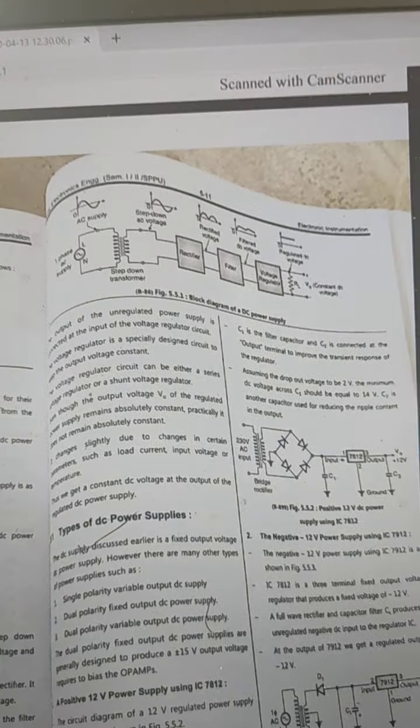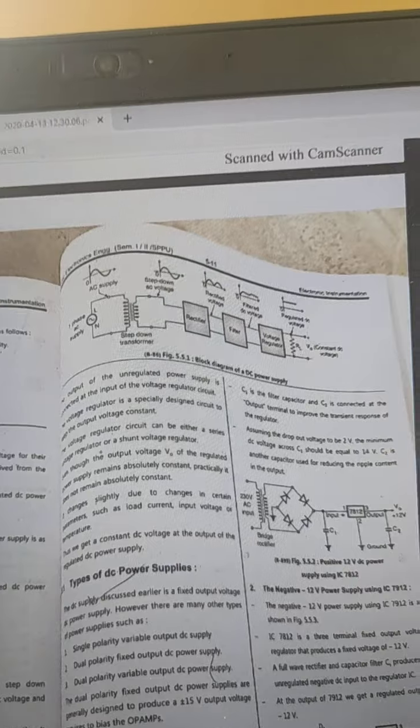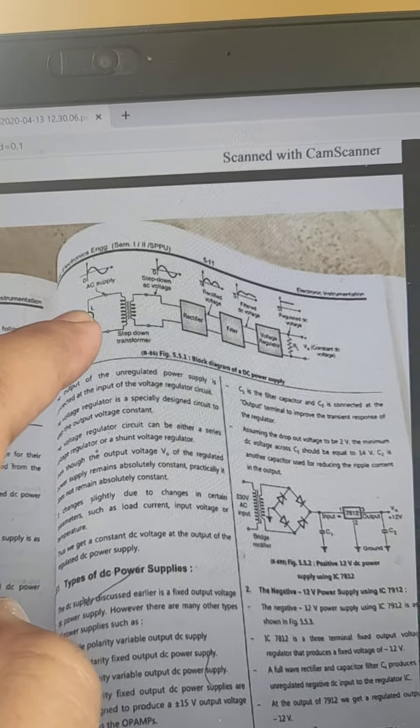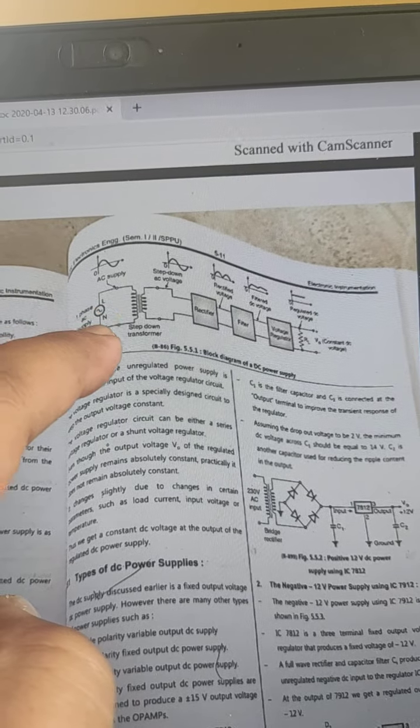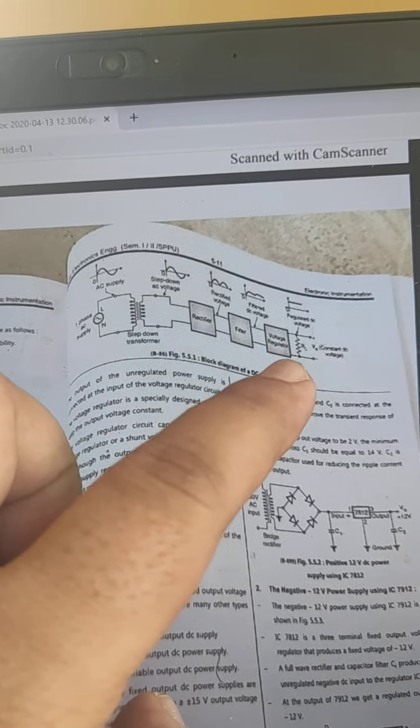Next is the AC to DC power supply. All of you know a power supply is nothing but a converter of AC supply into DC supply. So this is just an important topic. Draw the block diagram of DC power supply. This is nothing but one phase AC supply. We are using a transformer, rectifier, filter and voltage regulator.